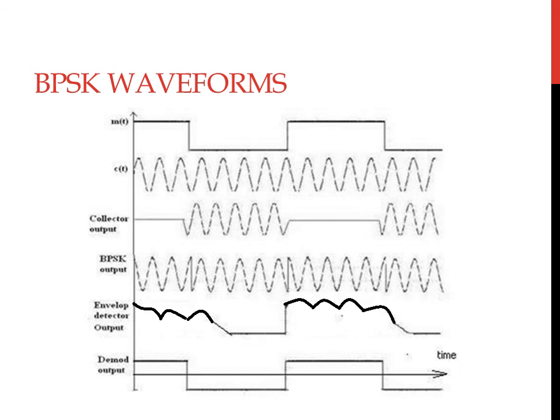Next is the waveform of the envelope detector. The envelope detector has the waveform which demonstrates the charging and the discharging of the capacitor. This charging and discharging of the capacitor is seen during the positive M of t, and it is equal to 0 during negative M of t.